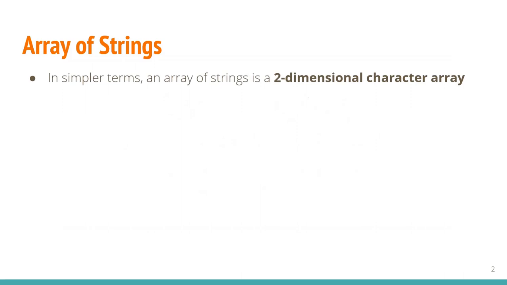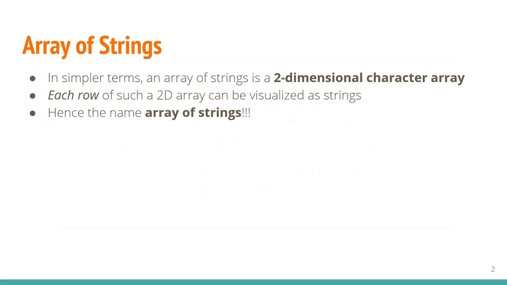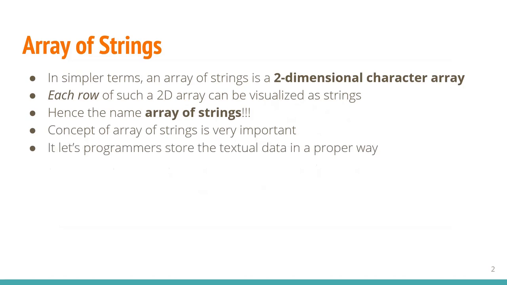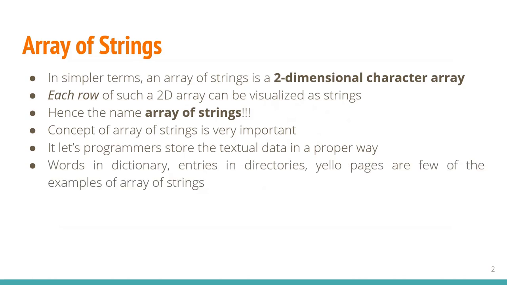We will now see the formal definition of array of strings. In simpler terms, an array of strings is a two-dimensional character array. We had learnt about one-dimensional character array, which is string, in the previous video session. So an array of strings is a two-dimensional character array wherein each row can be visualized as a string. Hence, the name array of strings has been given to such an arrangement. The concept of array of strings is very important. It lets programmers store the textual data in a proper way. As quoted before, words in a dictionary, entries in directories, and yellow pages are a few examples of array of strings.